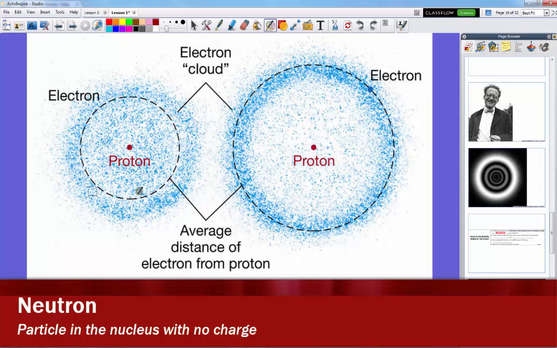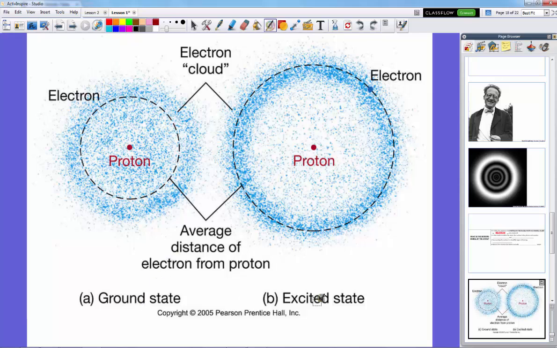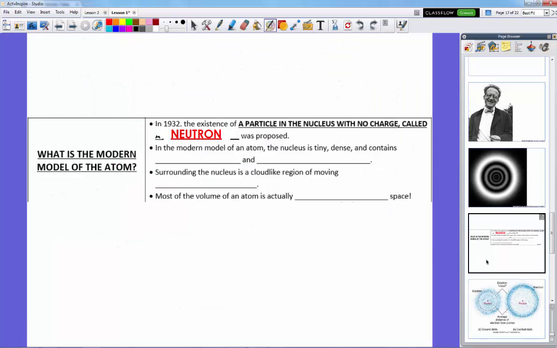Okay, so you have your cloud of electrons, they float around right here, and that's the average distance, whether it's their ground state or their excited state, if energy is added. But in all of these dotted areas is kind of where the electrons would probably be. And we don't quite know because of the Heisenberg uncertainty principle, among other theories. Now, in the modern model of the atom, the nucleus is tiny, dense, and contains protons and neutrons. And surrounding the nucleus is a cloud-like region of moving electrons. And actually, most of the volume in the atom is empty space.